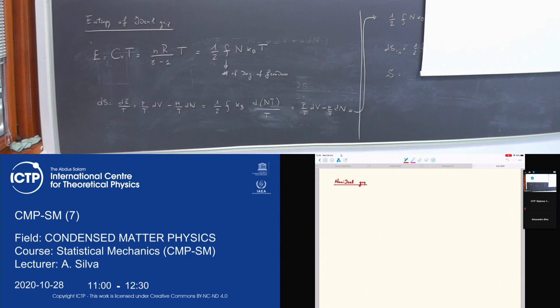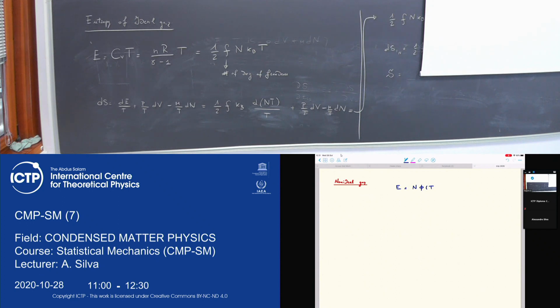So the non-ideal gas. For the ideal gas, the energy is, of course, extensive, so it's proportional to the number of particles, and then it's a function of the temperature. For the non-ideal gas, it is not going to be a function just of the temperature, but there is another variable that will enter naturally. What do you have? You have temperature, number of particles, and volume, right?